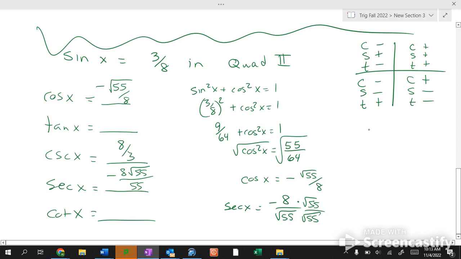Remember, we have the Pythagorean identity, which says cosecant squared of x equals cotangent squared of x plus 1. So I could go (8/3) squared equals cotangent squared of x plus 1. We do this is 64/9 equals cotangent squared of x plus 1. If we subtract 1 from each side, because I want to get cotangent squared alone, 1 is 9/9. So what's 64 minus 9? 55.